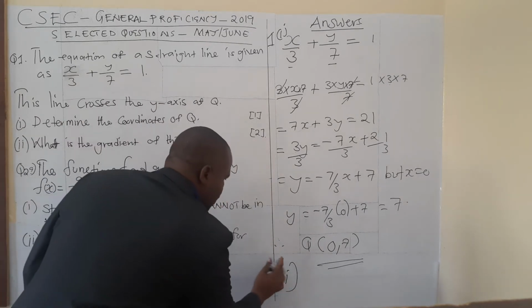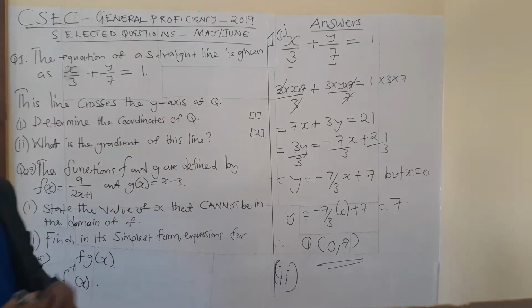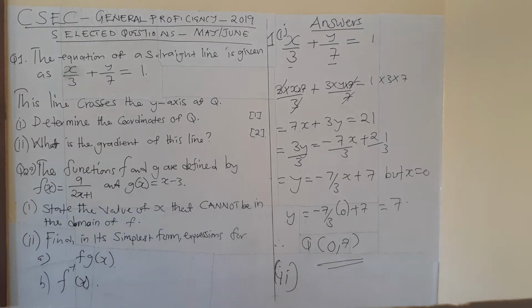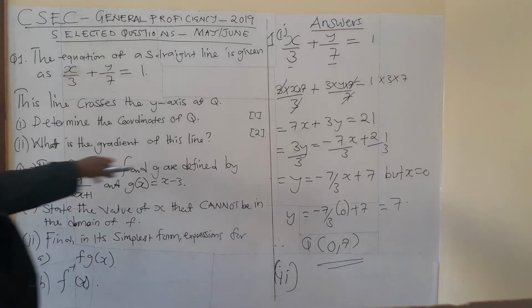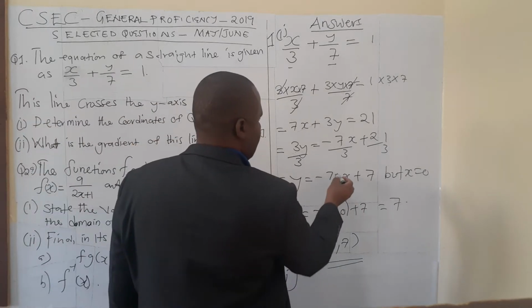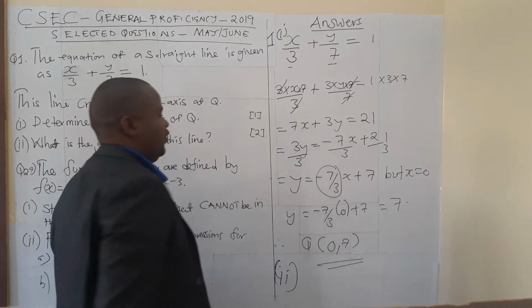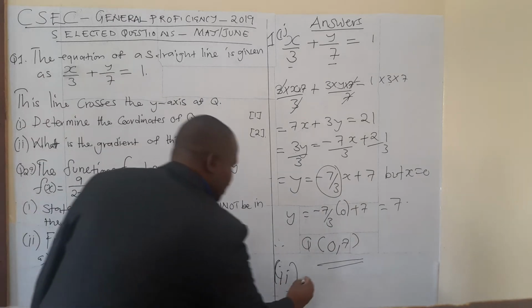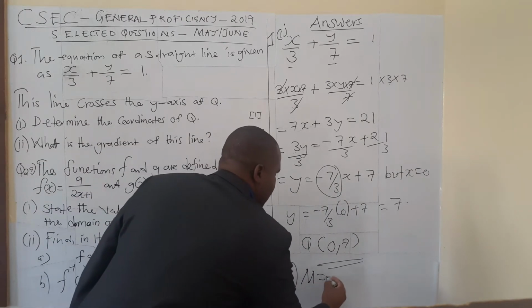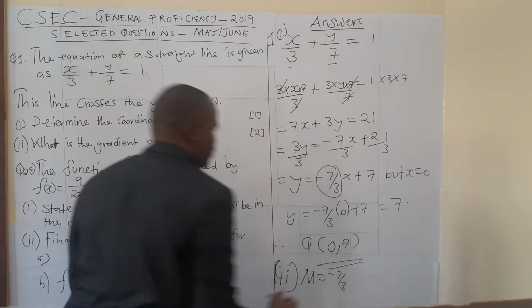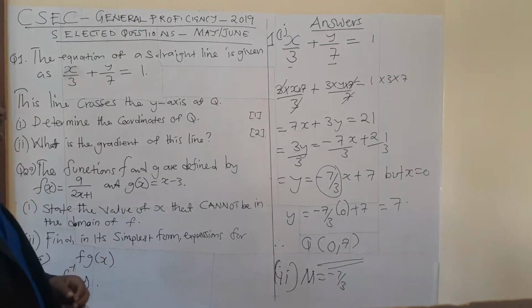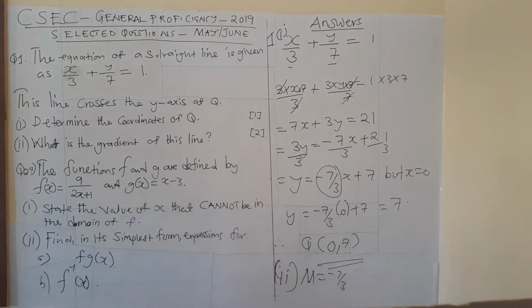Okay, so number 2. Take note, this is Roman numeral 2. What is the gradient of this line? Here, you come back to this one. The coefficient of x here, after expressing it in standard form, is our gradient. So meaning that our gradient is equal to negative 7 over 3. So that is our gradient, which makes the job easy. Okay? So we can go to the second one.